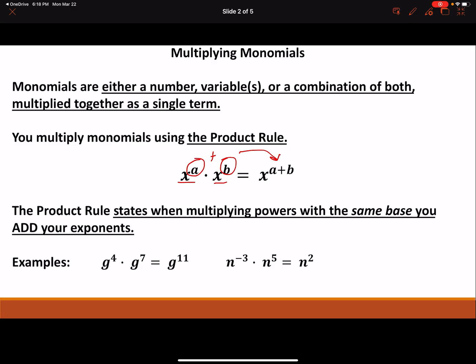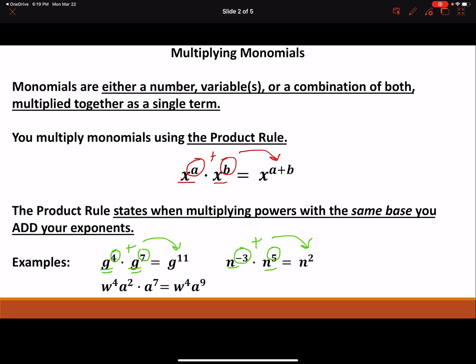Here's some more examples. In this example here on the left, I have the same base of g. So I'm going to take the exponent of 4 and 7, add or combine those and get g raised to the 11th power. I can also do this same product rule with a negative exponent. My base is the same, so I'm going to take negative 3, combine it with 5, and get n to the second power, or n squared.